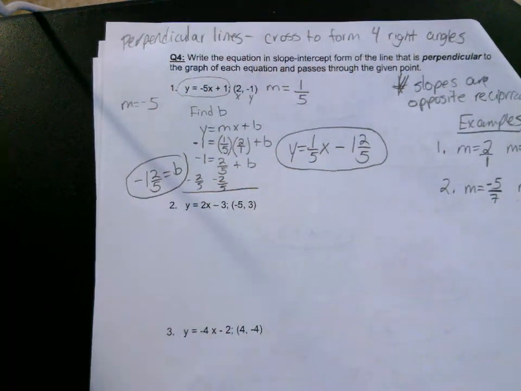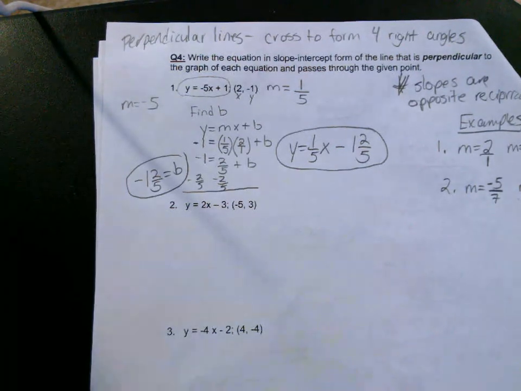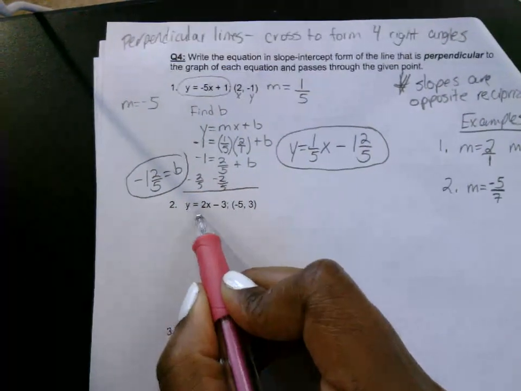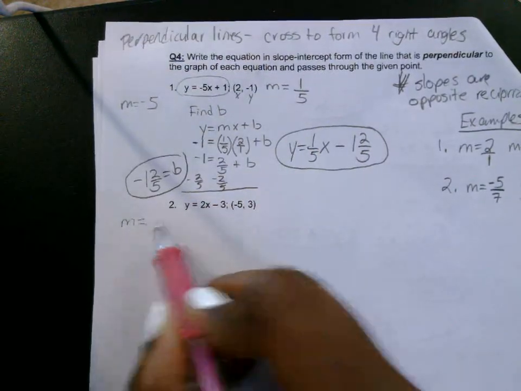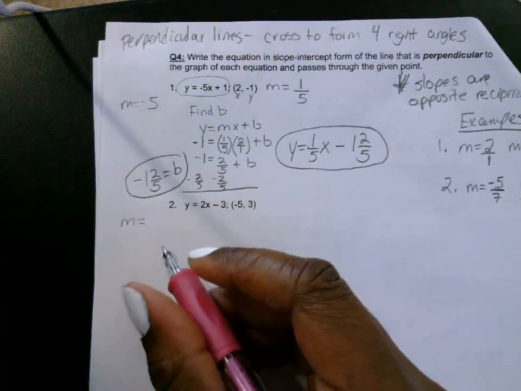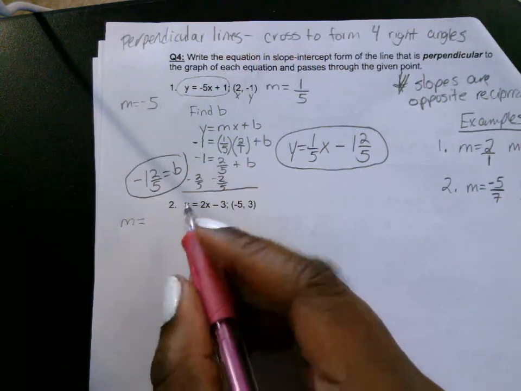All right, see if you can do number 2 on your own, please. All right, so let's try. Okay, so we're writing a line that's perpendicular to the line that's given. First thing you have to do is identify the slope of the line that's given. What is the slope? What's the slope? 2.